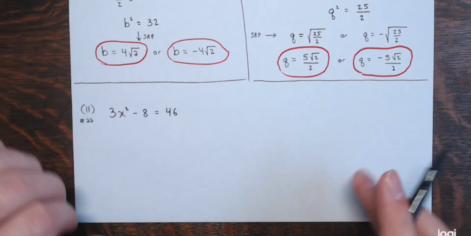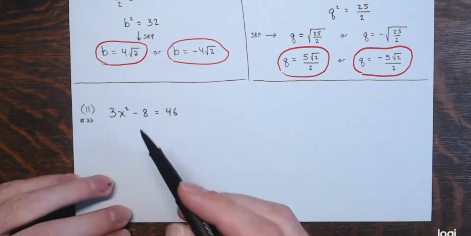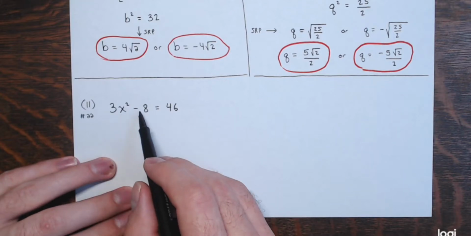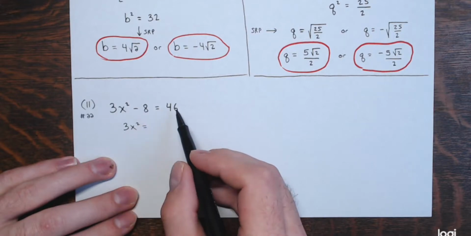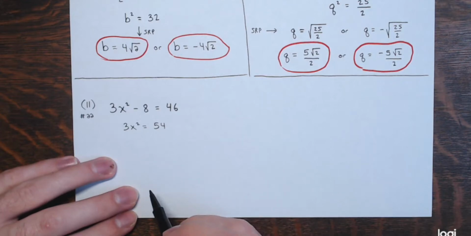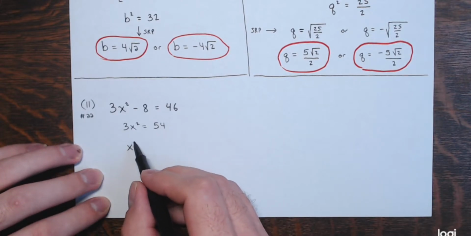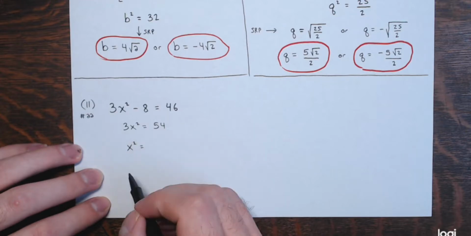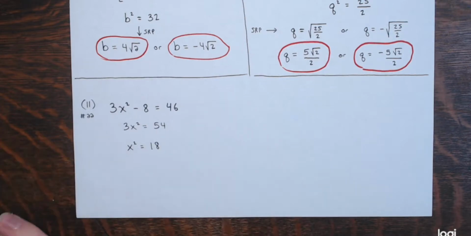And finally, question 11, which is exercise 22 from the text. Same stuff. All right. First, I'm going to get this square alone. Let's add 8. Get 3x squared equals 54. All right, 46 plus 8. Yeah, 54. And then dividing by 3 gives me 18? 3 times 18 is 54. Good. So x squared equals 18.